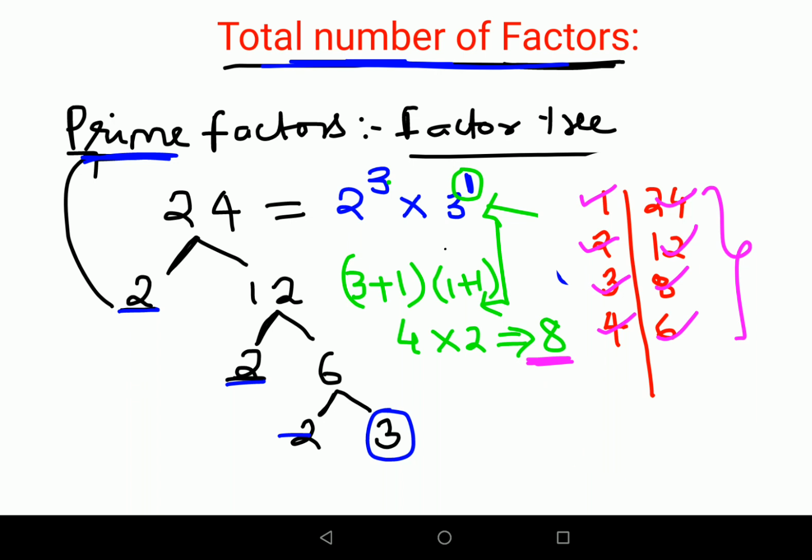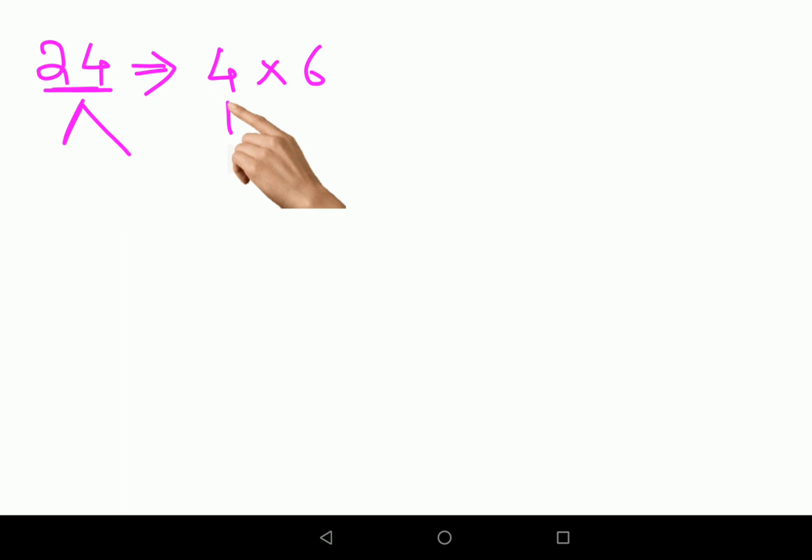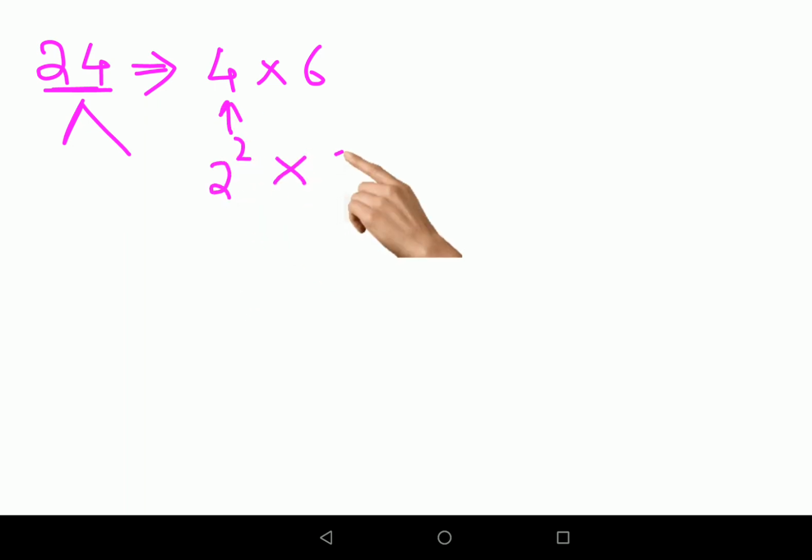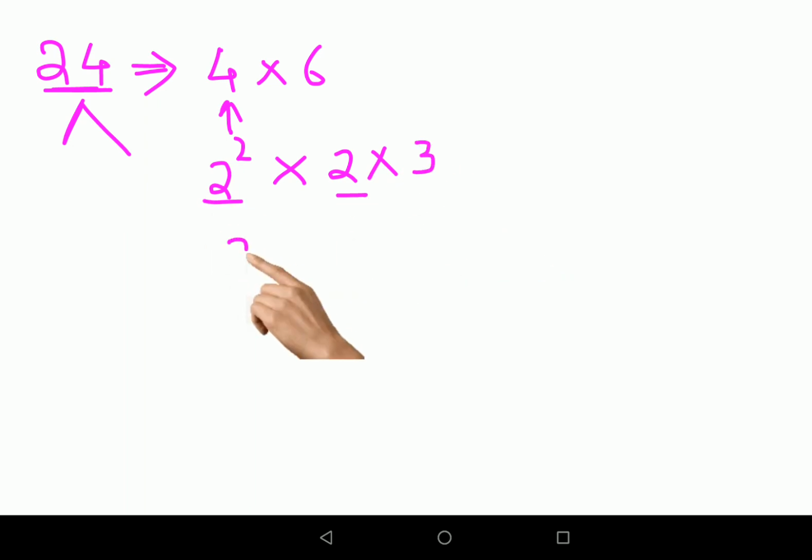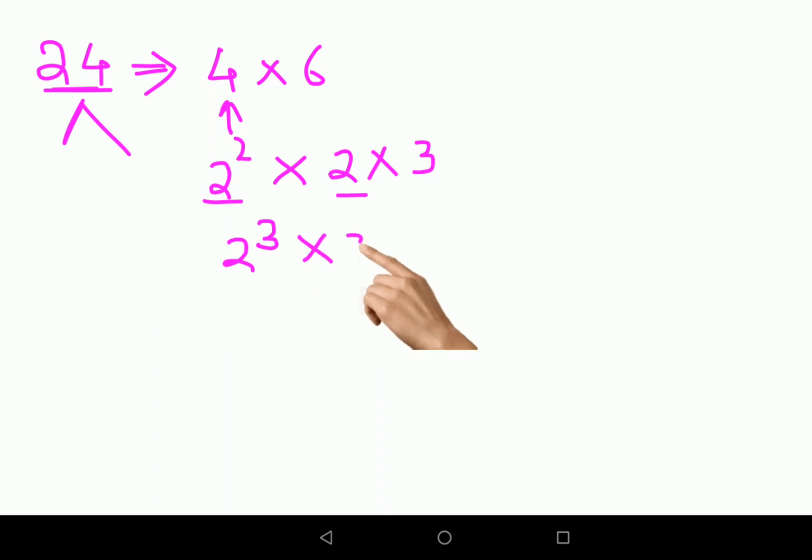I'm sure you all must be wondering, "Acha, for this much explanation I took so much time." Please understand, I show these methods just for explanation. If you had to do this directly, you don't need the factor tree at all. All you can directly do is write 24 as 4 into 6. In terms of prime factors, 4 is 2 square and 6 can be written as 2 into 3. Indexes get added when the bases are the same, so this comes out to be 2 raised to 3 into 3, right?